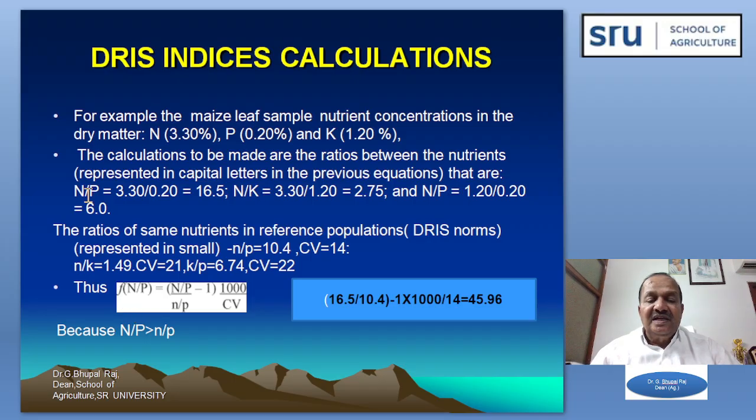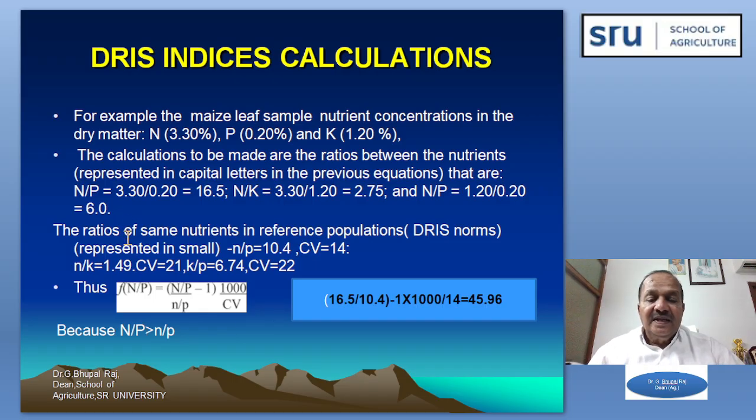For example, first we will calculate the functional value of N by P. As I have shown in the previous slide, if the capital N by P, the test value, is more than the reference value, you have to take one equation. If the test value is less than the reference value, you have to take the other equation. So two equations are derived.